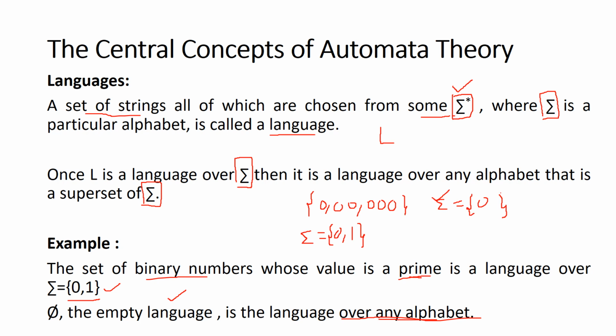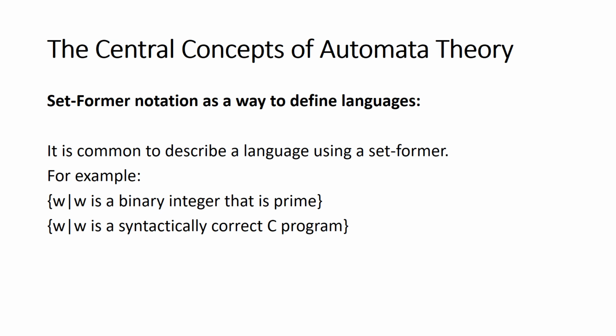So now we shall move on to how we define languages. Set former notation is a very important way in which we define languages. So it's very common to describe a language using the set former. Set former is something that we must have learned in our schooling days. So for example, the set of all w such that w is a binary integer that is prime is a language, and this is the definition in the set former notation. Similarly, the set of all w such that w is a syntactically correct C program is also one more definition of a language in the set former notation. So this is one way in which languages are going to be defined.